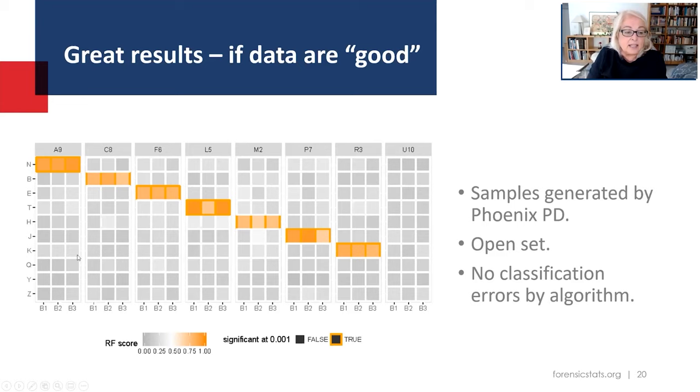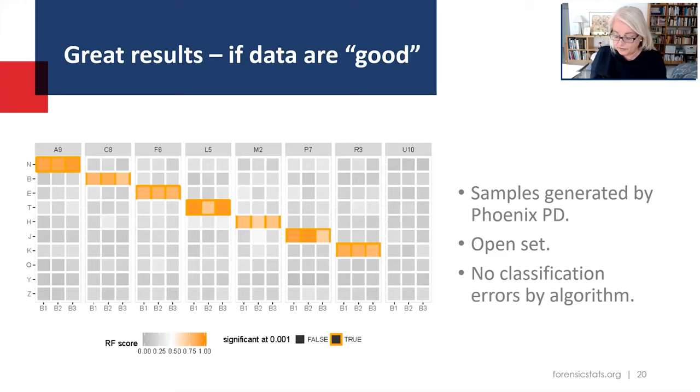And in fact, none of the three reference shots from barrel U matched anything else. So these are great results, but the data have to be good. What do I mean by good? I mean the images need to be well obtained images of the surface of a bullet land.